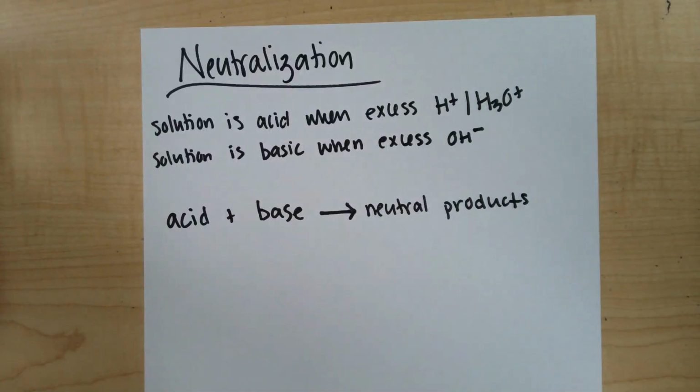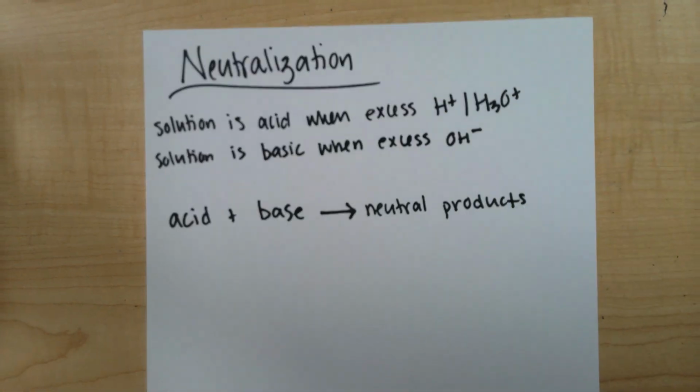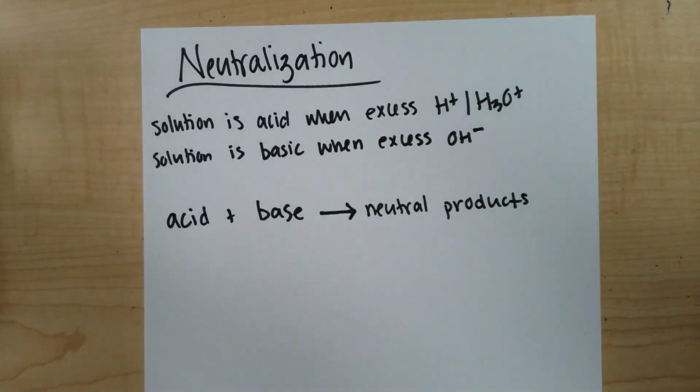Okay, so let's start talking about how we're going to tie in all this acid and base stuff that we learned together, right? We've already gone over what an acid is, what a base is, what makes an acid weak or strong, what makes a base weak or strong, how we calculate pH and pOH, what pH means, all that good stuff, right?